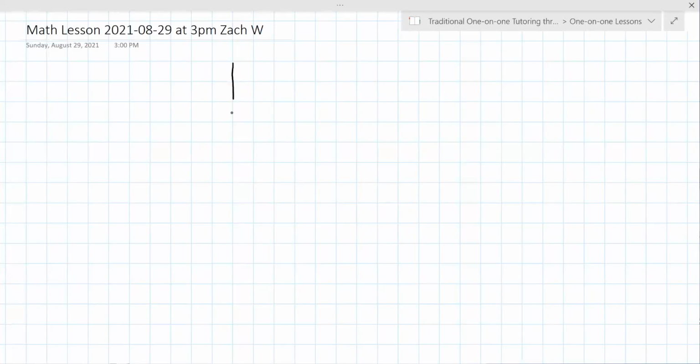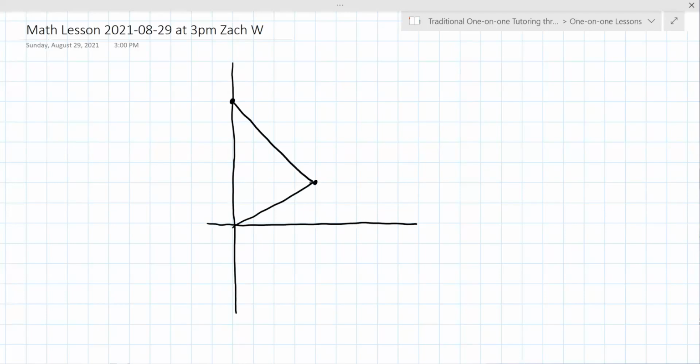Let me do my best to make this clean and neat as much as we can. So now, 1, 2, 3, 4, 5, 6. And then let's see here. All right, so here's your triangle, and we'll call this A, B, C. So it's much like the one that you were given on this exam.